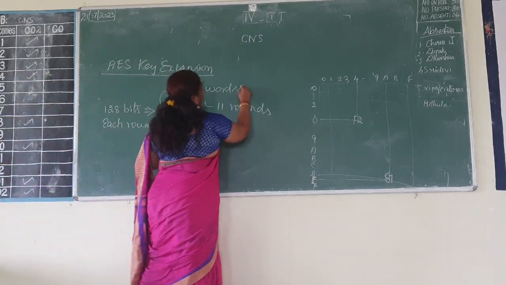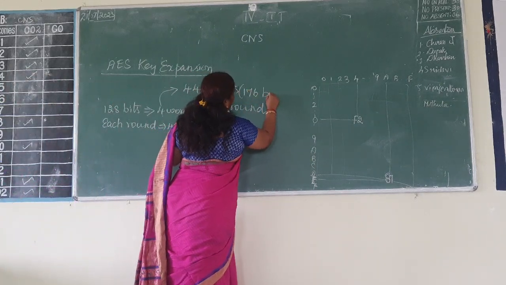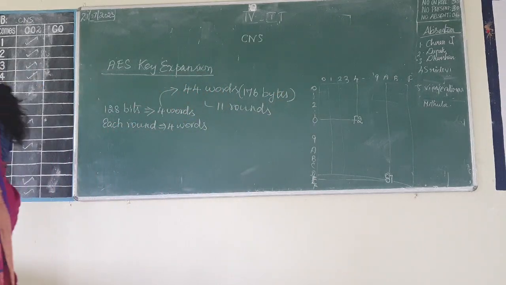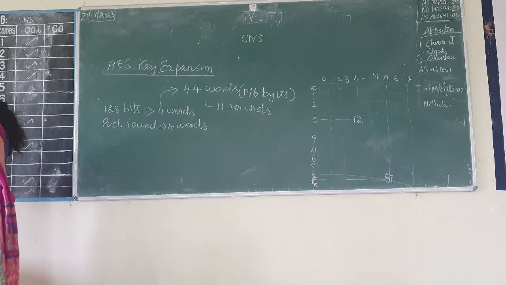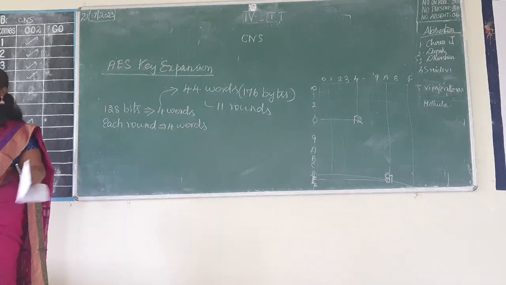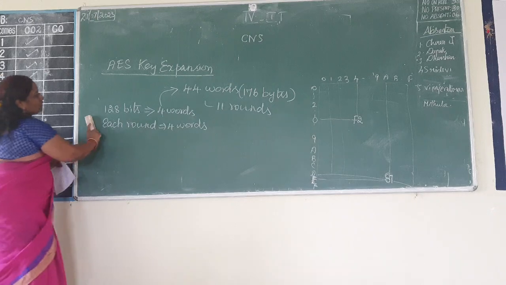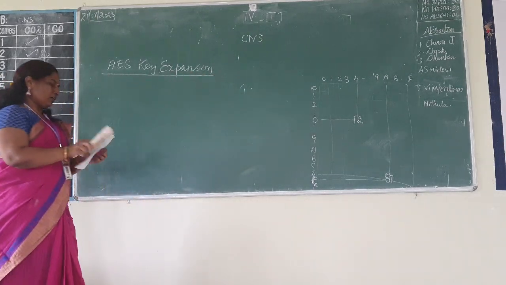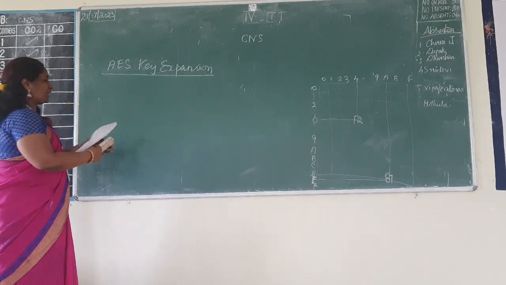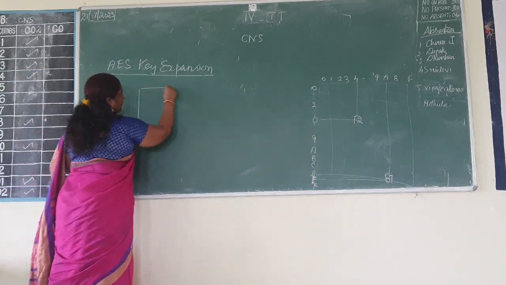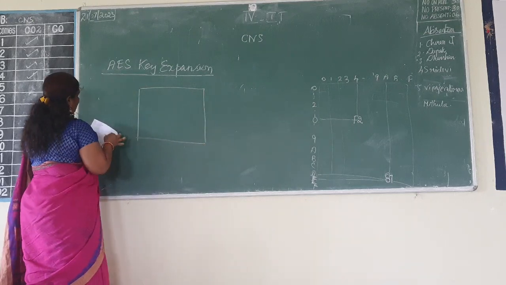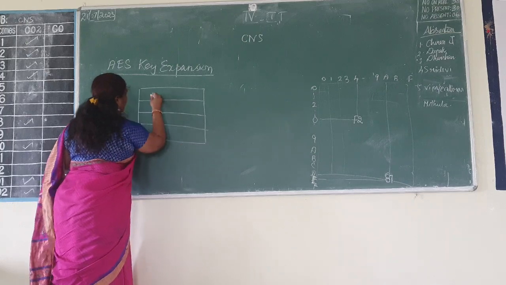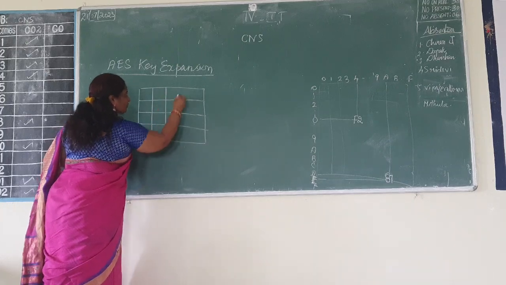So this is nothing but 176 bytes. The expansion, only one step will be shown; like that all the steps will be expanded. With a simple diagram, we are going to see the key expansion of our actual key. Always it will be a 4 by 4 matrix.